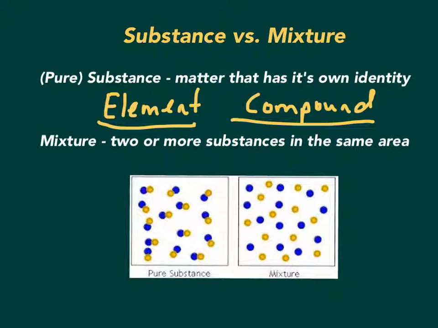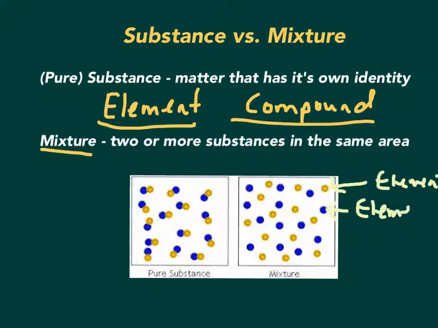Now, a mixture is two or more substances that are in the same area. So down here on this picture, you should be able to tell now that this is a compound. This is a pure substance because they have their own identity here. But now we have a mixture, and this is the important part right here. Notice that in the mixture we have a couple different pure substances. This is an element. That says element, believe it or not. And this is a different element.